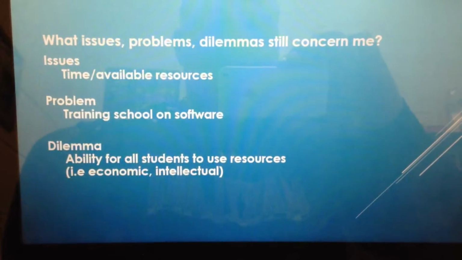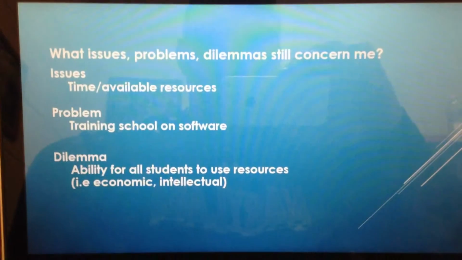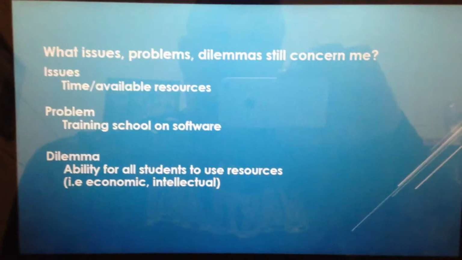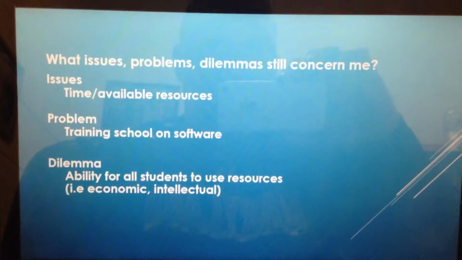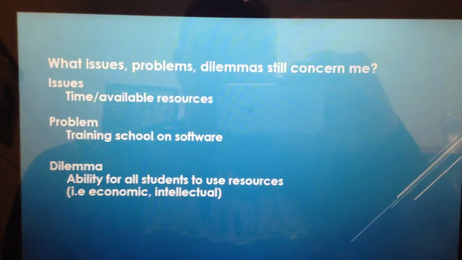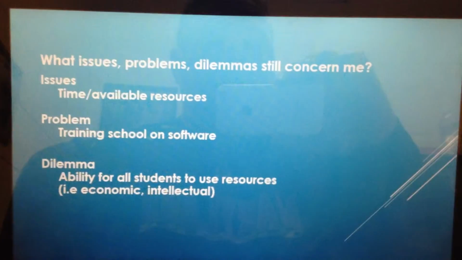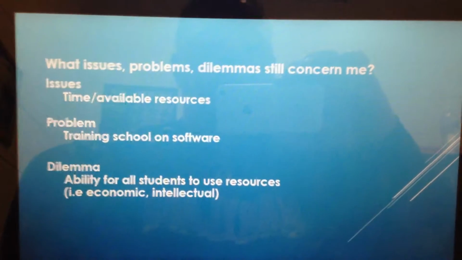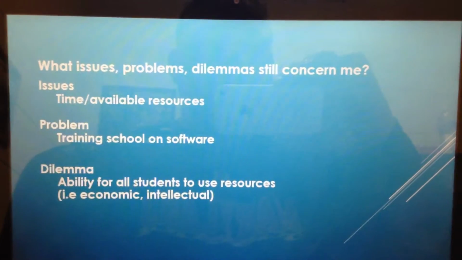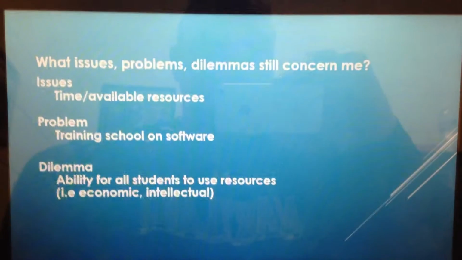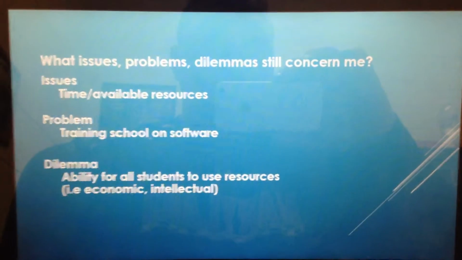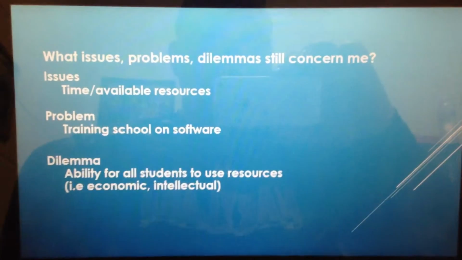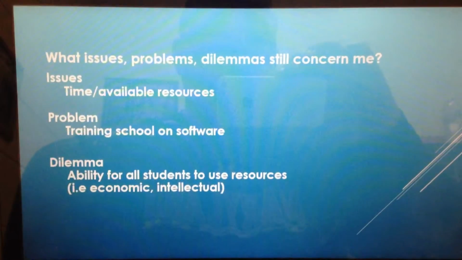The following dilemma I have is the ability of all students to use the resources. Obviously it's a great resource, but economically, if you don't have a device at home or access to these things, you're unable to do some of the discussions and things that we're doing at school. And my second concern is intellectually: will you have the support at home to do the things that I would like you to do with the wiki pages and with the discussion boards? Will you have the support that you'll need?